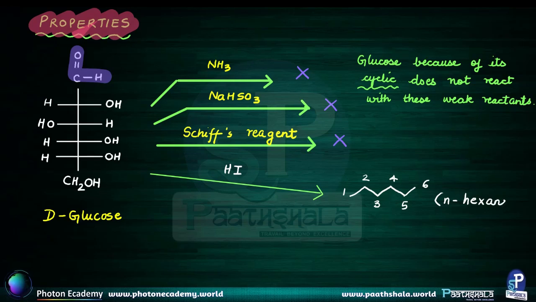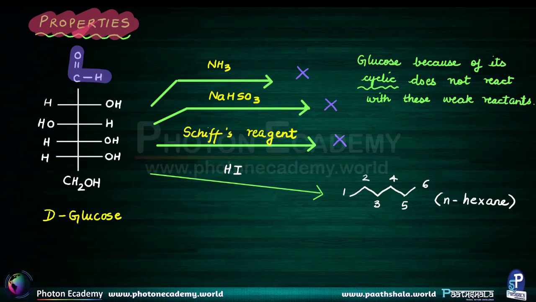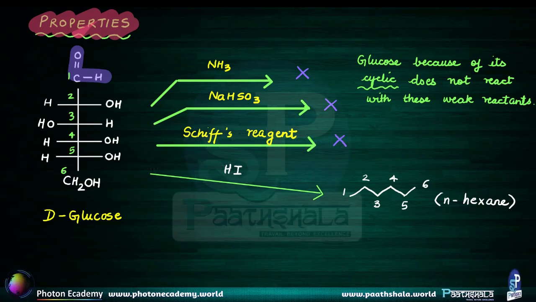So D-glucose on reaction with HI is giving us n-hexane, suggesting that all the 6 carbon atoms are linked in a straight chain in D-glucose. This is a confirmation that D-glucose has all the 6 carbons attached in a straight chain. As you can see here, 1, 2, 3, 4, 5, and 6. So we have 6 carbons attached in a straight chain, which is proved by the fact that on reaction with hydrogen iodide, that is HI, it gives us n-hexane.